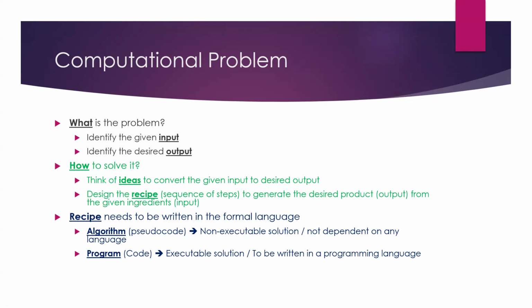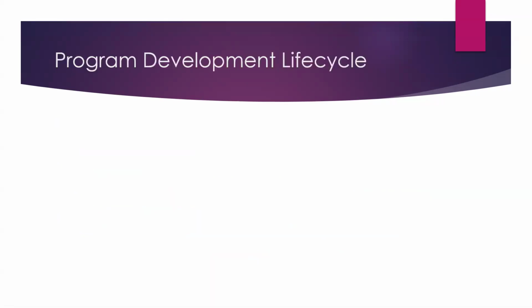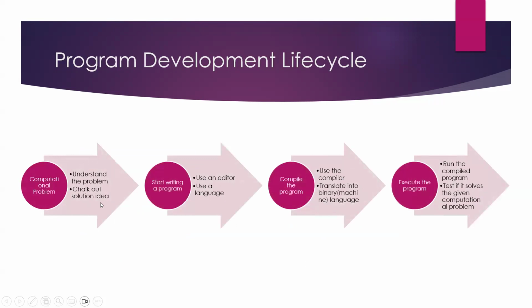So before moving forward, we must have a very clear idea of what we mean by an algorithm, by a program, and how we have come through this whole exercise of designing a program. A program is developed using a complete life cycle. The first step is that we have a computational problem at hand. Our first task is to understand the problem and chalk out the solution idea. Once we've chalked out the solution idea, that means we have an algorithm in our mind.